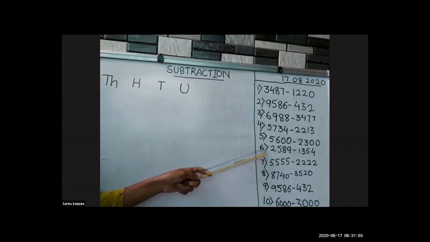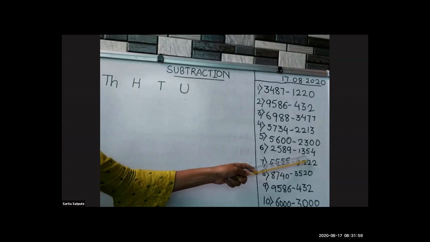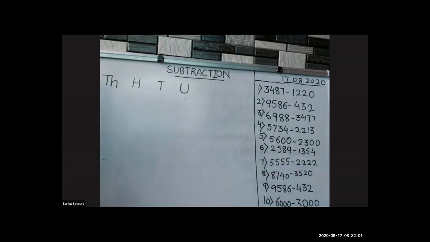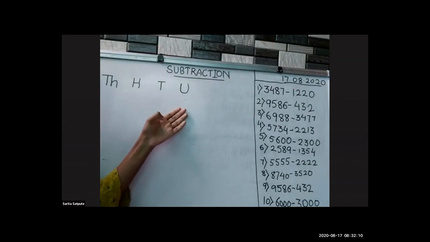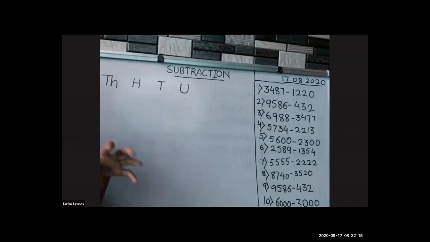2,589 minus 1,354. Very good, very good. Now she has read this question very correctly. Now I want another student who can tell me which number I am going to write in the units place, which number in tens, hundreds and thousands. You are going to help me write the numbers in the correct place values. So who is going to answer me now?